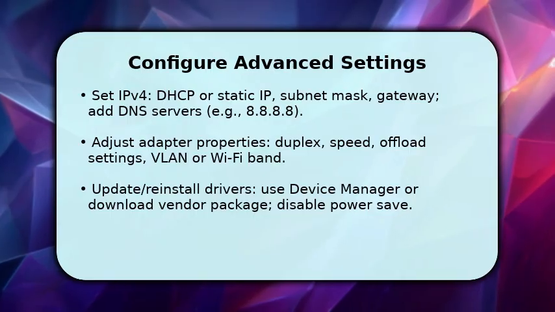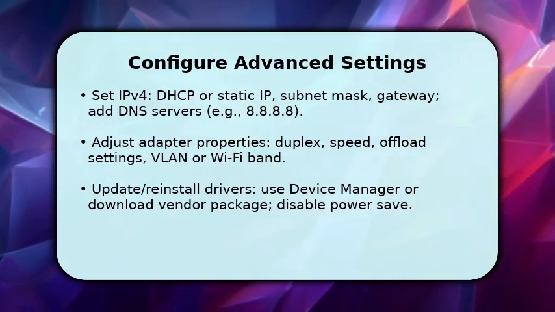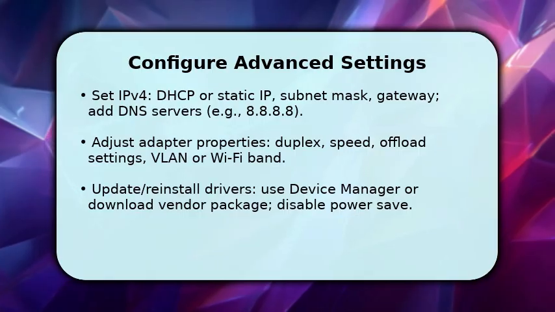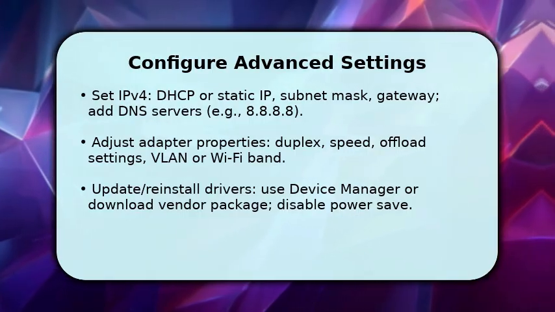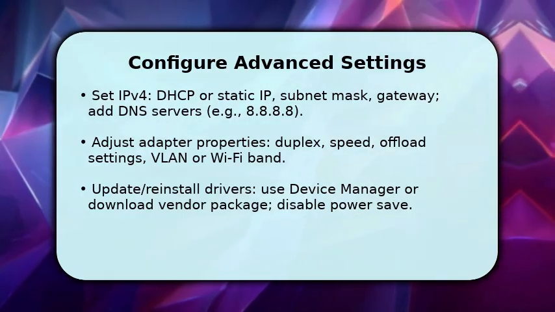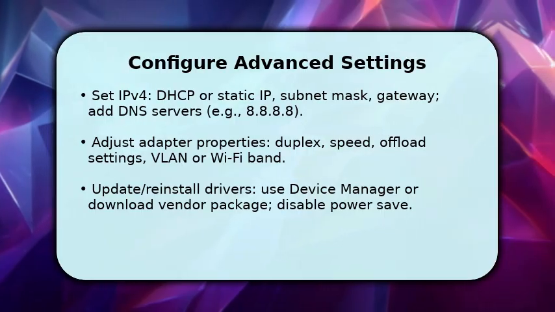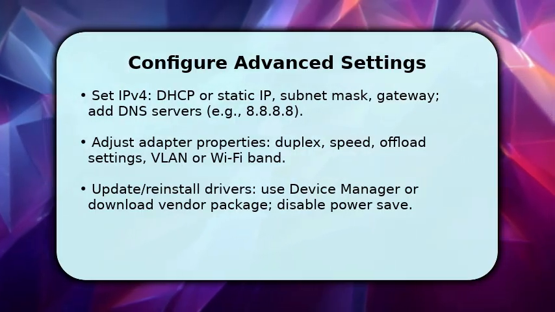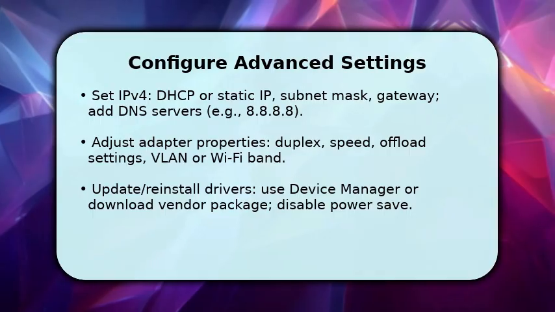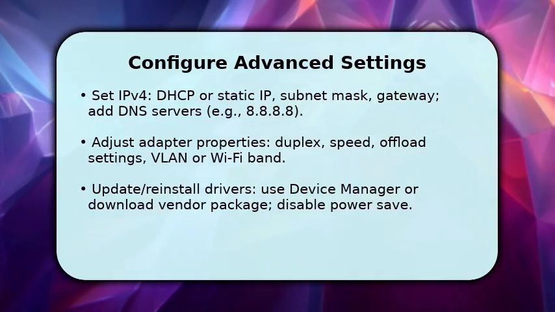Open Adapter Properties and choose IPv4 settings. Use DHCP for simplicity or set a static IP when required by a network. Add DNS servers to speed resolution. Next, tweak link speed, duplex, and offload options to match your network and reduce latency.